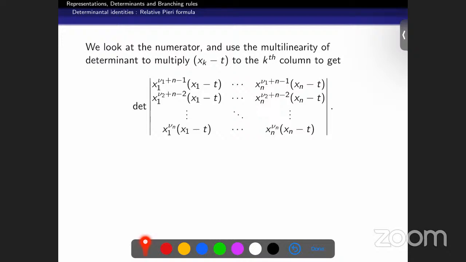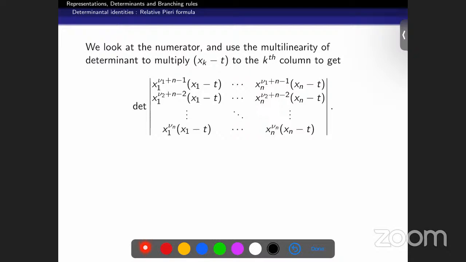Now we'll be a bit clever with expanding this. So what we'll do is we'll be expanding this along the rows, but we'll expand it in a manner so that whatever is left behind would be something like the numerators in the Weil character formula.